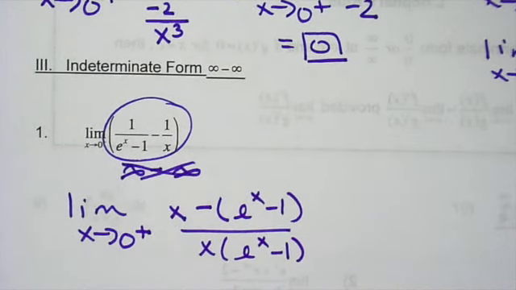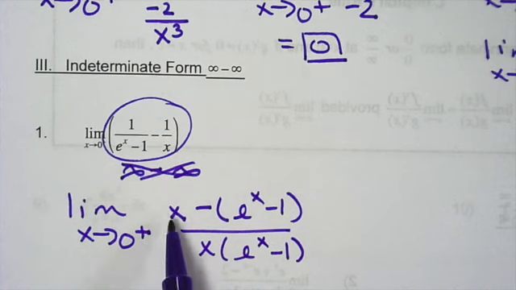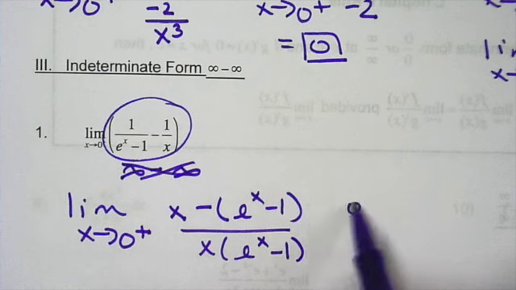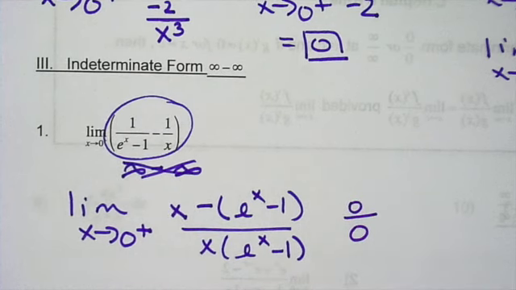It's one fraction. So let's check. If I plug in 0 at this point, you will get 0 here, 1 minus 1, so I have 0 on the top. I have 0 times anything is 0. So I do have 0 over 0. So now I can do L'Hopital's rule.